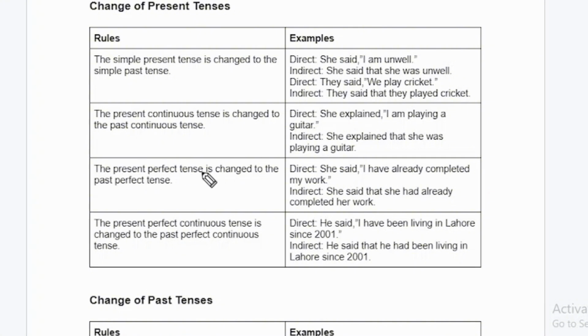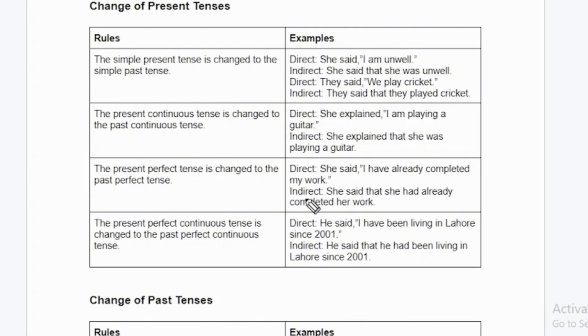The present perfect tense is changed to the past perfect tense. So present perfect will be converted into past perfect. Direct: she said, "I have already completed my work." We see that "have completed," with the third form, is the present perfect tense.